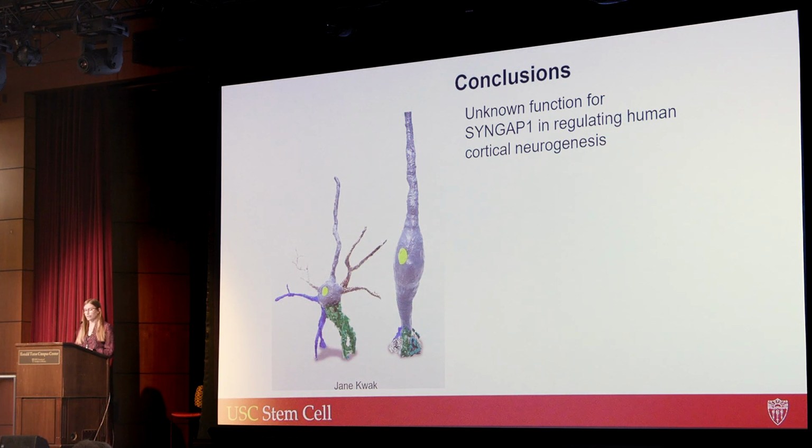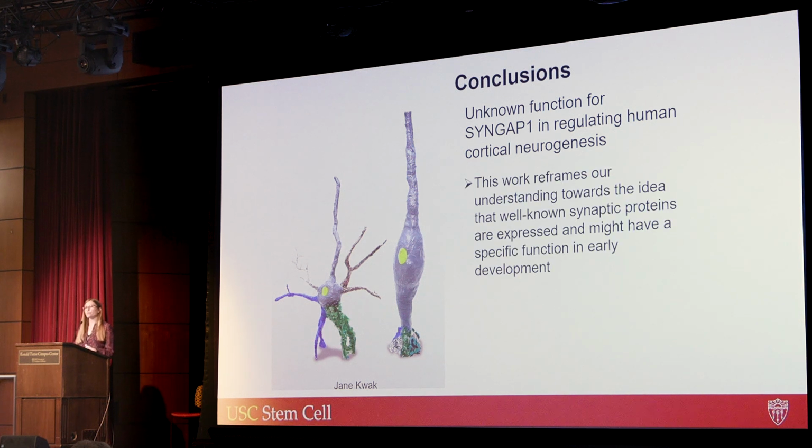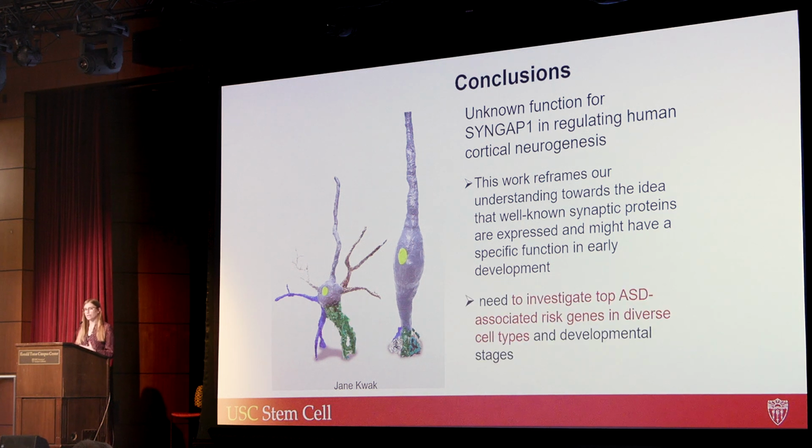unknown function for SYNGAP in regulating human cortical neurogenesis. And this reframes our understanding of commonly known synaptic proteins and how these proteins might play a role at early stages of development. But also the fact that these proteins and genes might have a role in different cell types other than the commonly investigated cortical neurons. And this led to this second project that we're currently investigating in the lab.